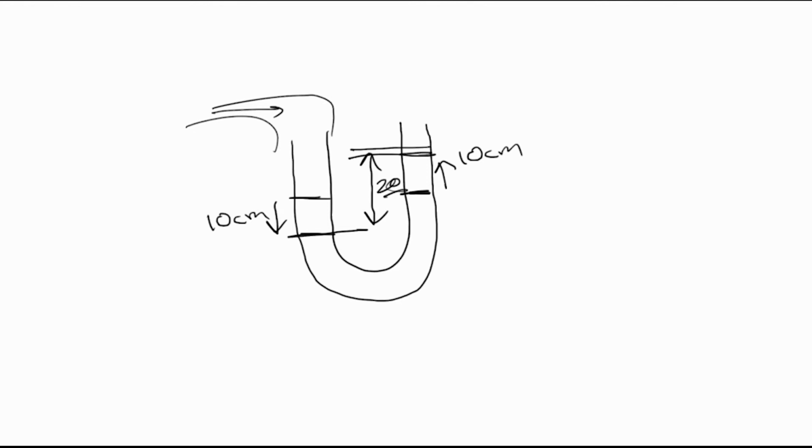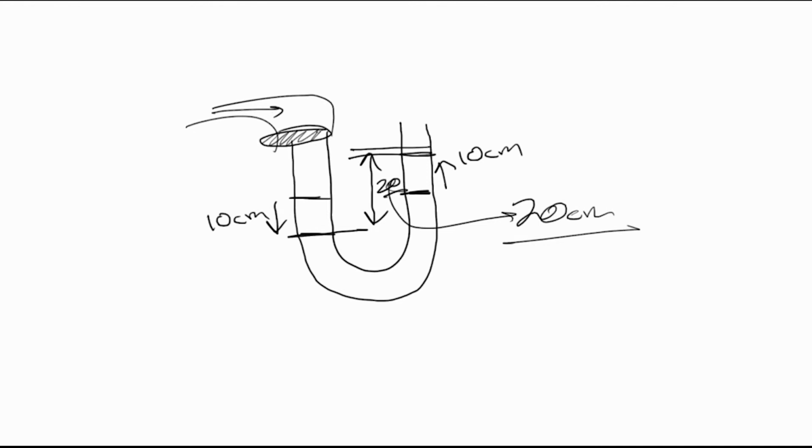Please keep this in mind that the cross-sectional area of the pipe has no effect on these values. If you were to repeat this experiment with a fatter pipe with a greater cross-sectional area, it would not affect the height difference. It would still be 20 centimeters. All right? It's going to be the addition of this and this. So that's the basic idea.